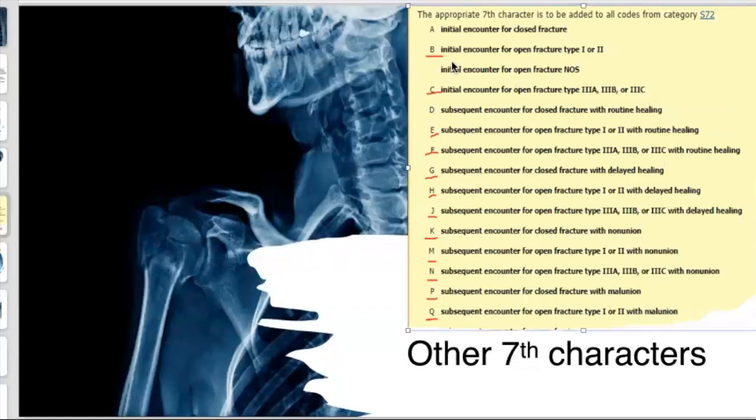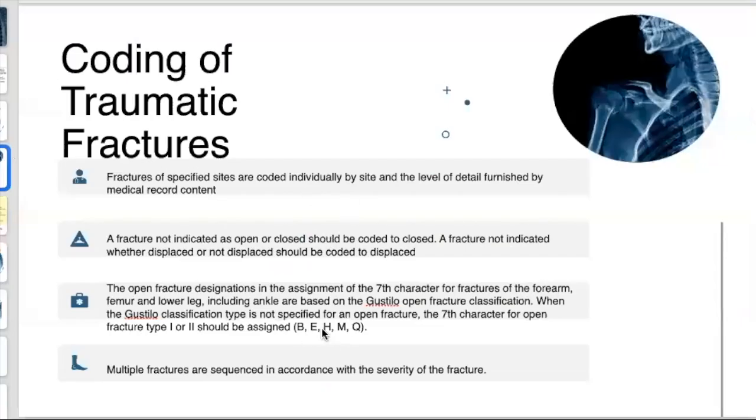Look at B here. See that? Look at the E here. The B is the initial for type 1 and type 2. For the subsequent ones, letter E, letter H, I think, letter M, and letter Q. These are the 7th characters that are discussed here: B, E, H, M, Q, matter of fact.